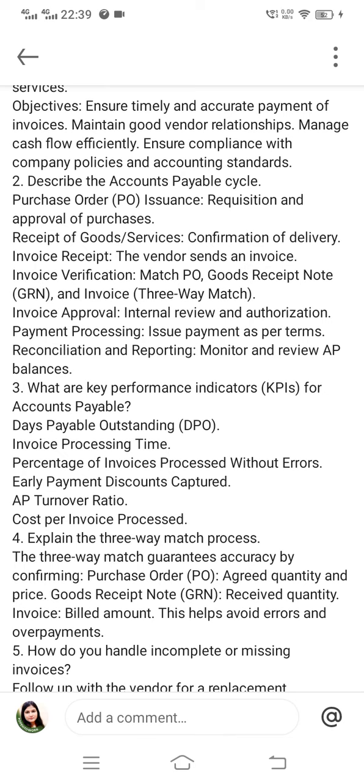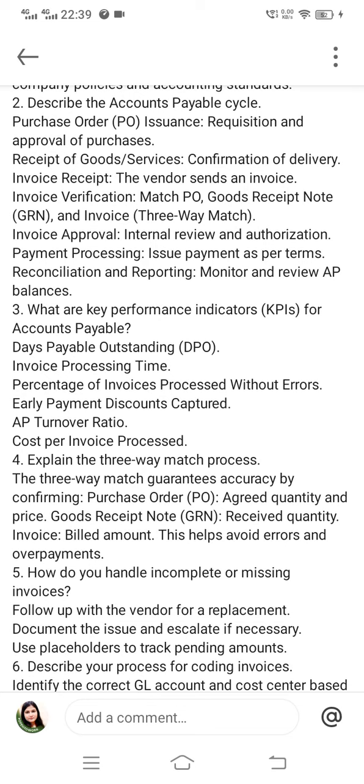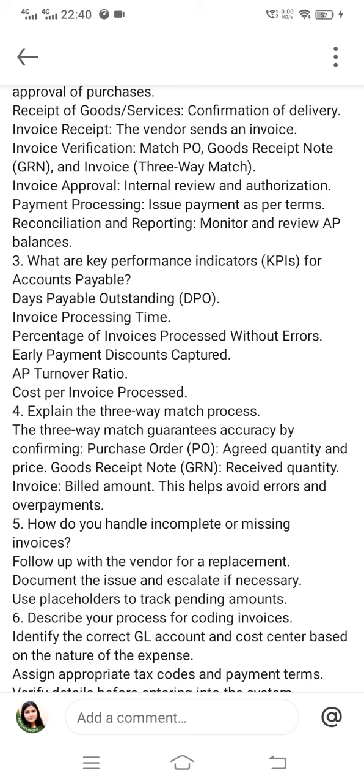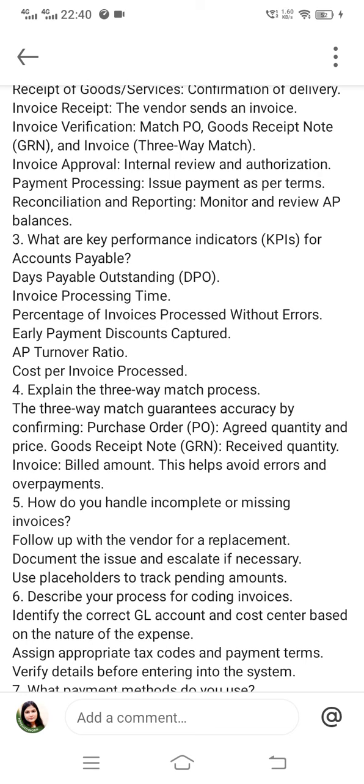And then invoice approval: from the internal review and authorization we get the invoice approval. After that we make the payment to the vendor as per their terms and conditions, as per their payment terms, which I have often seen to be 30 and 60 days. It might be more or less than that, but this is the normal scenario. And reconciliation: after that we review the balances in AP and check whether we have made the payment to the vendor or not. And the third question is, what are the key performance indicators for accounts payable? In accounts payable, we basically have many factors to check as a KPI.